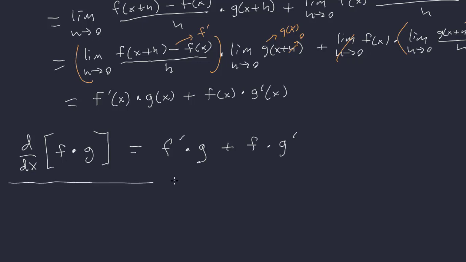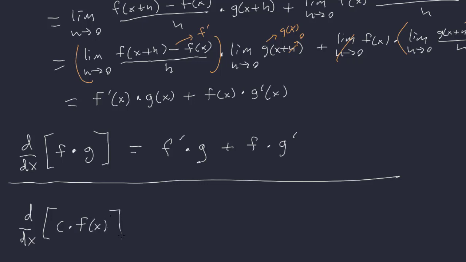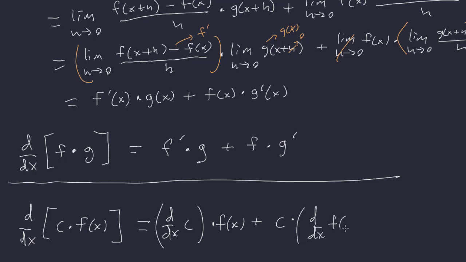Now, will this jive with what we already know about constants? Turns out it will, because if we take the derivative with respect to x of a constant times f, and let me put of x here, just so it's clear, it's going to be the derivative of the first, which is the derivative of a constant, times f left alone, plus c left alone, times the derivative with respect to x of f.